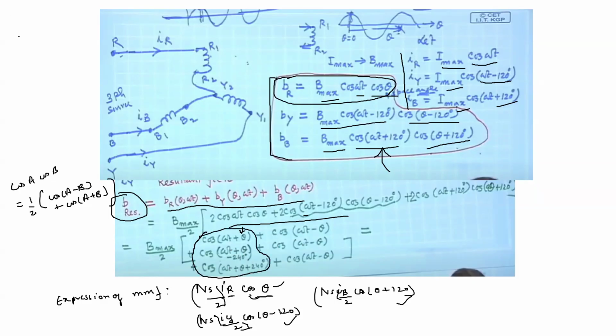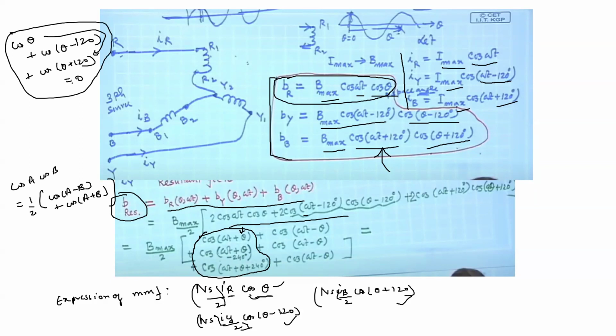Now what is happening? If you take the sum of these three, anytime you see a sum like cos theta plus cos theta minus 120 plus cos theta plus 120, if you simplify this, you will see this comes out to be 0. Okay, so you can see from the identities.